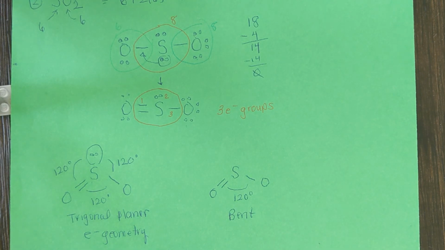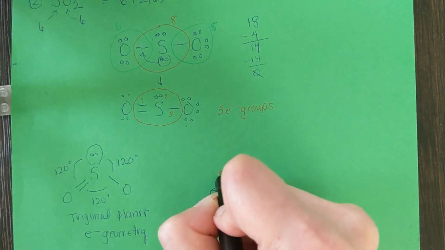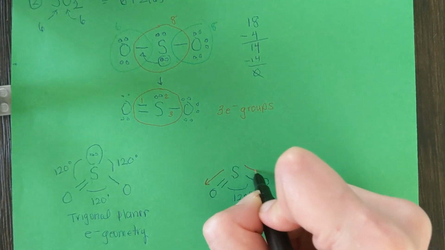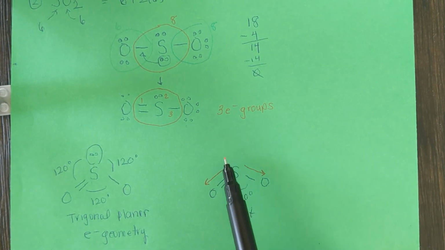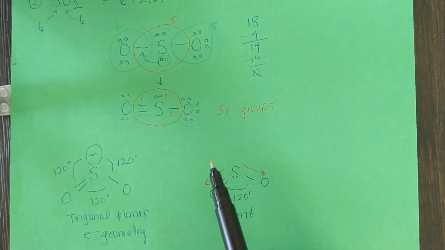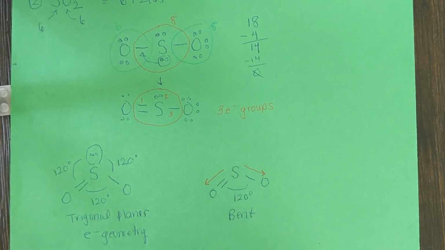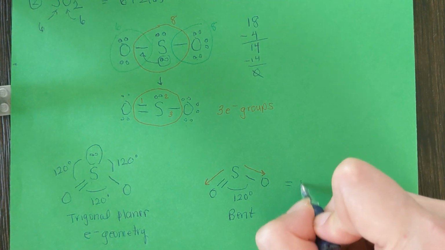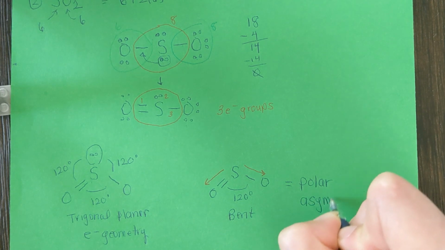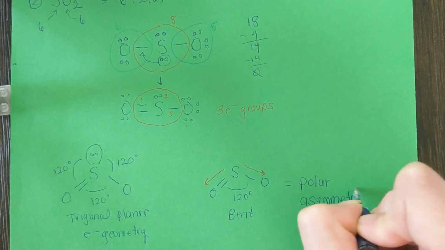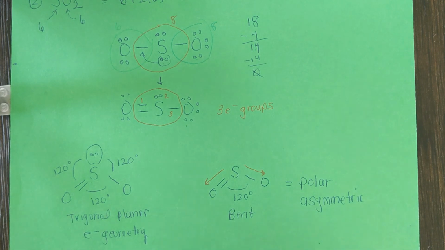So if we were to look, oxygen is more electronegative. It's pulling electrons away from sulfur this way and this way. And there's nothing up here to counter that pull to make it equal and opposite. So because we have an asymmetric shape here, this is going to be polar. So it's polar and it's asymmetric. So this would be polar.